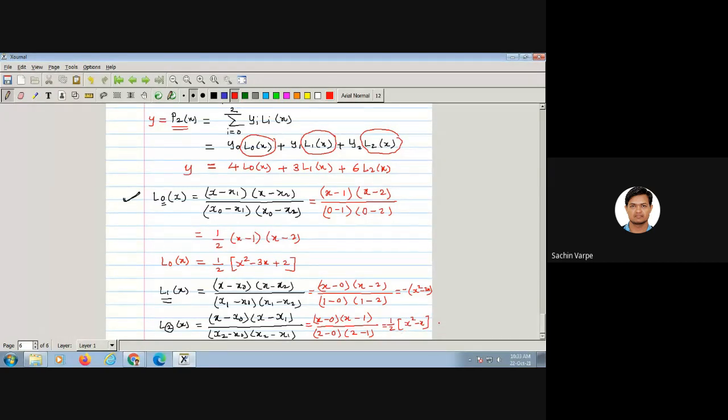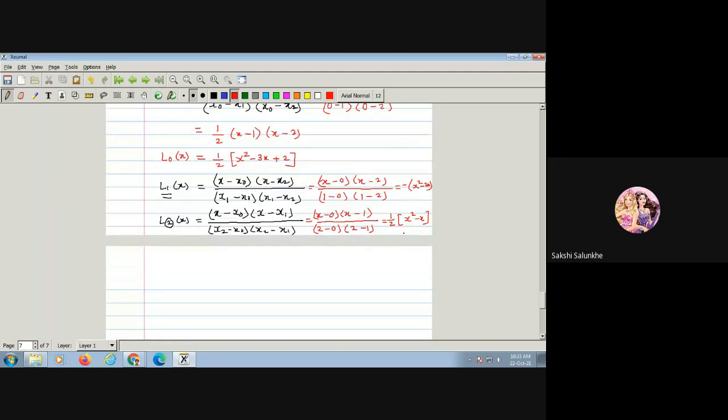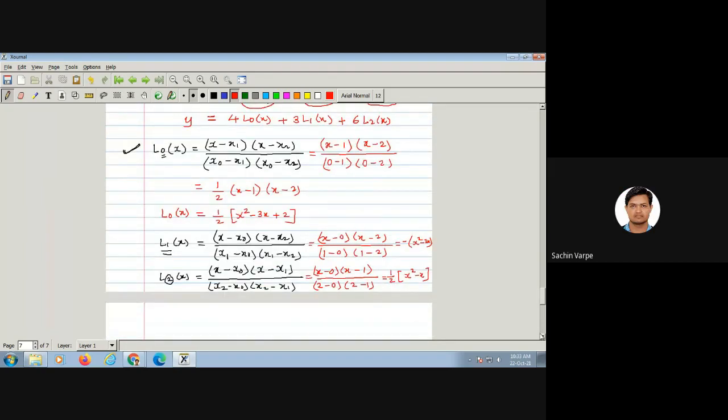Is this okay to everyone? The values of L0, L1 and L2. Okay, so let us substitute this into the Lagrange's polynomial.